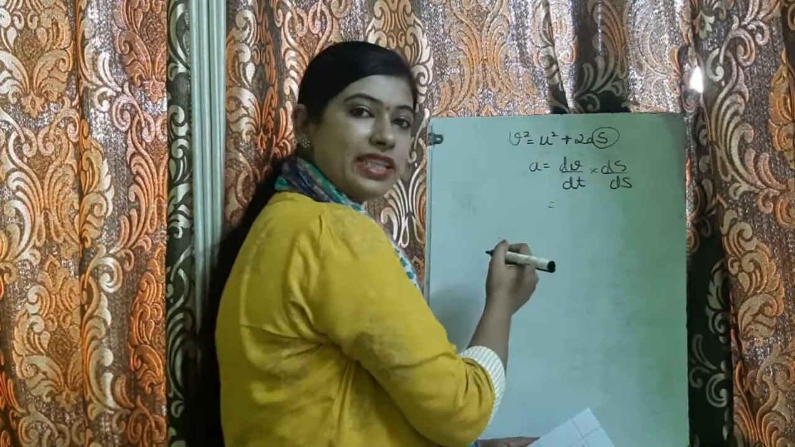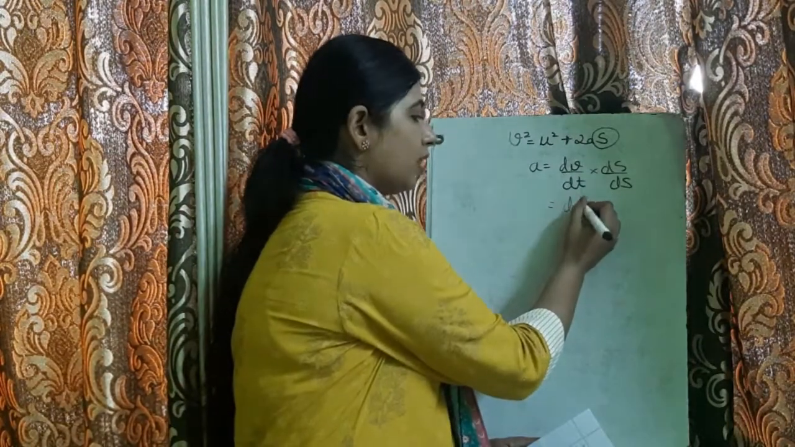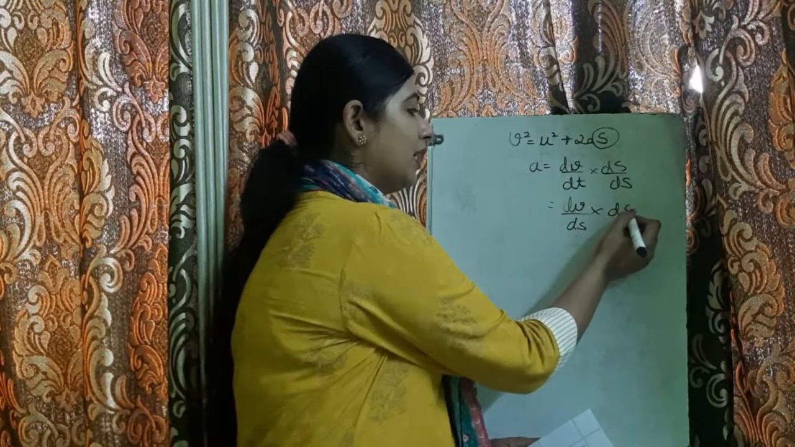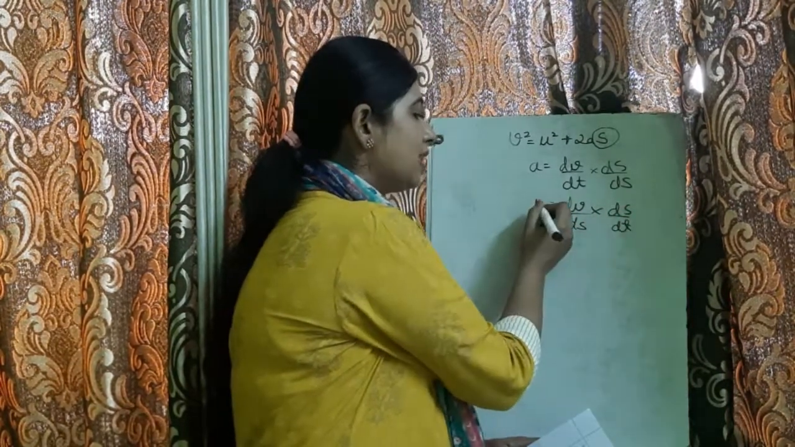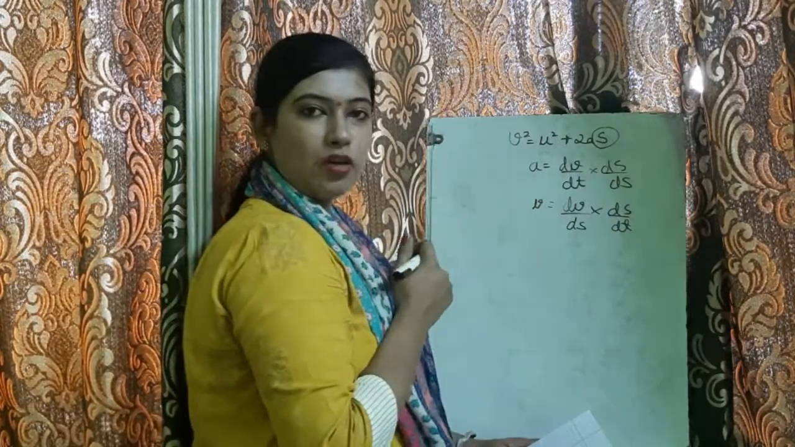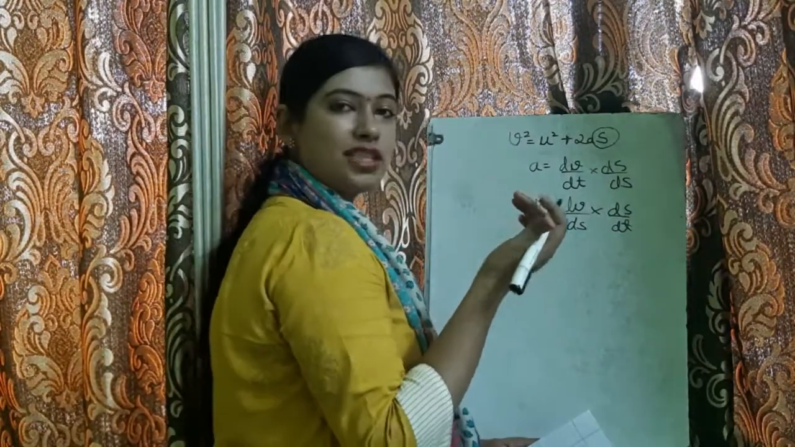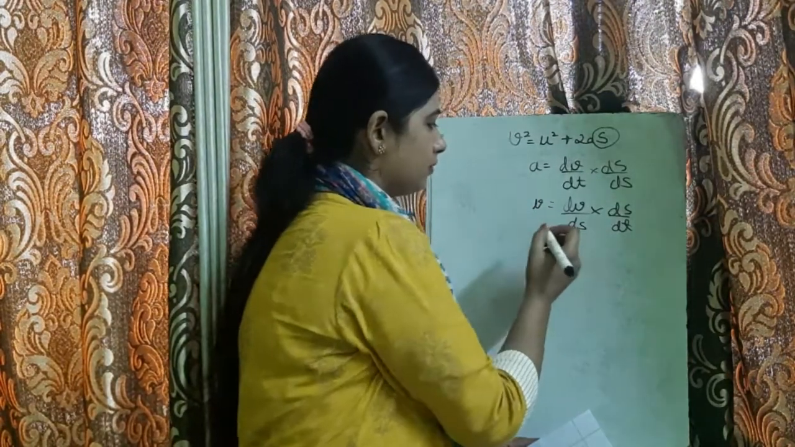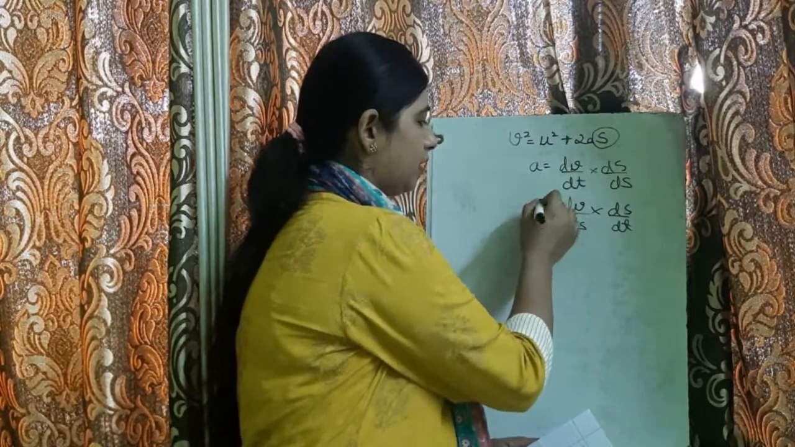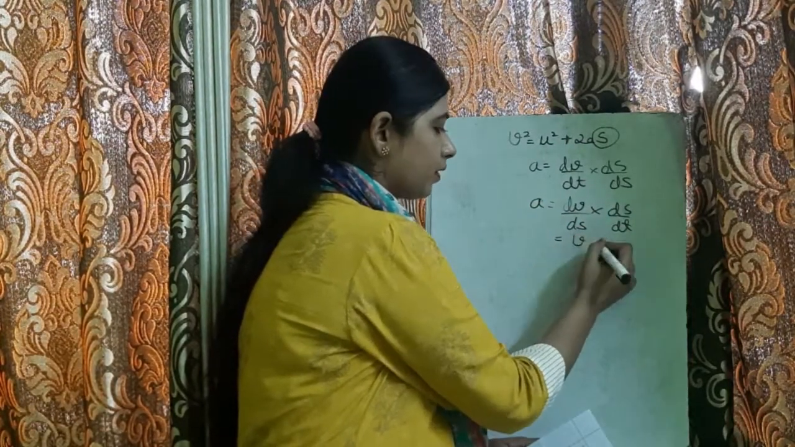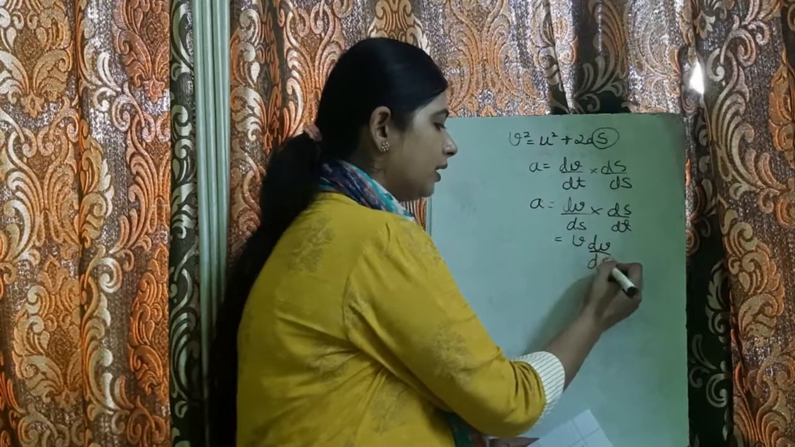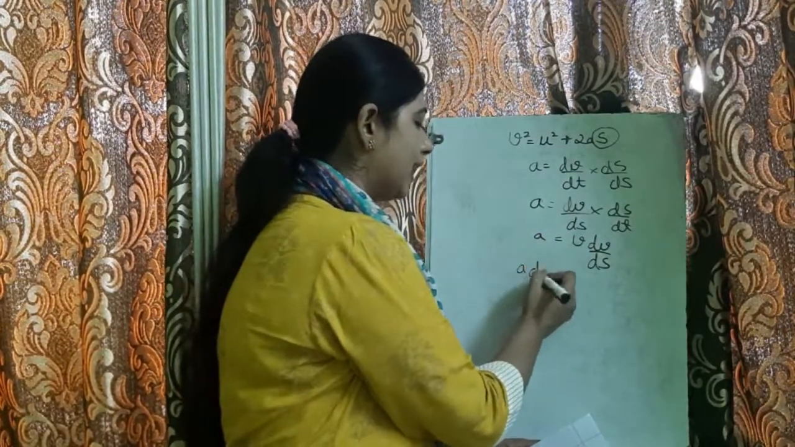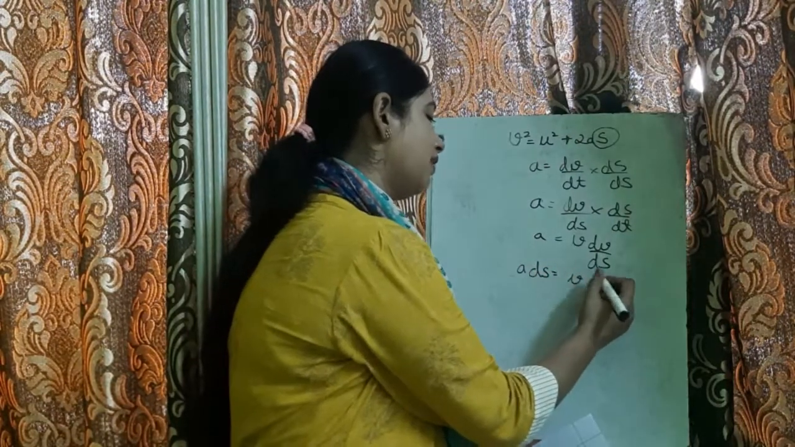When we rearrange the terms, we will get dv upon ds into ds upon dt. Now this is the change of displacement with respect to time, which is called the velocity. Sorry, here we have a, so we will have a equal to dv upon ds into v. ds will be multiplied here: a ds is equal to v dv.